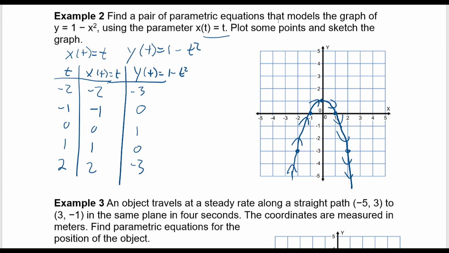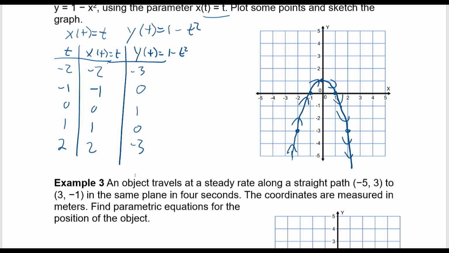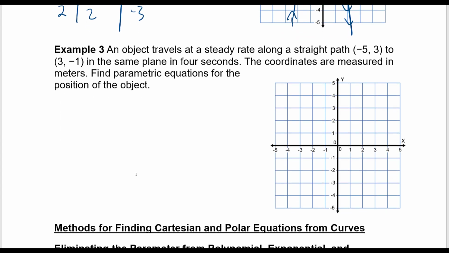Okay, and we have another one from this video set. It says an object travels at a steady rate along the straight path from -5, 3 to 3, -1 in the same plane in 4 seconds. The coordinates are measured in meters. Find parametric equations for the position of the object.